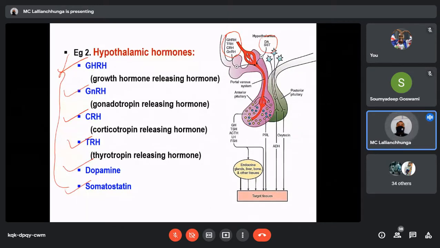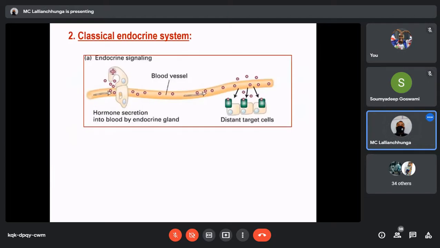So these are the two classical examples of the neuroendocrine system, because there is a relationship between the neurons and the endocrine system. That means neurons are synthesizing the hormones, which are released into the bloodstream, not into the synapse. That is why we call them neurohormones. Now the second type of endocrine system.